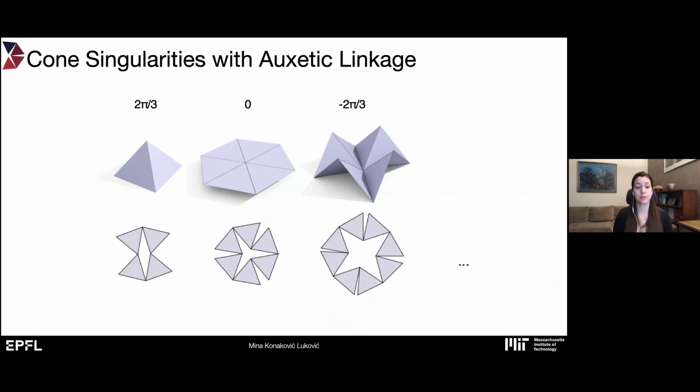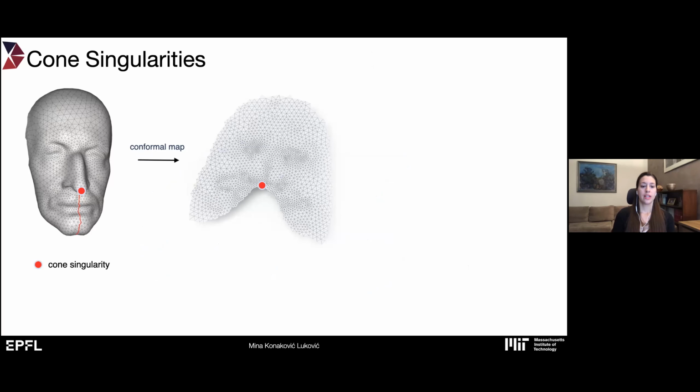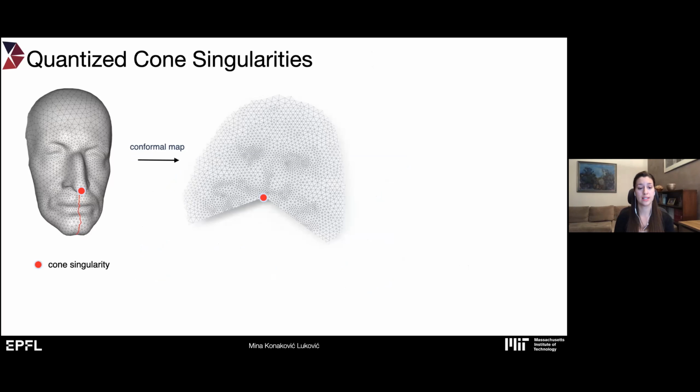And what this means for cone singularities is that they need to be an integer multiple of 2 pi over 3. So they can be minus 2 pi over 3, plus 2 pi over 3, 0, but they cannot be anything else. And to compute the map that will help us deal with this, we then just use quantized cone singularities. So basically what this means, we prescribe the opening angle of the conformal map to be 2 pi over 3, or an integer number of 2 pi over 3.